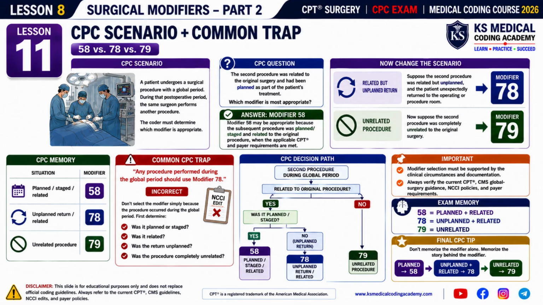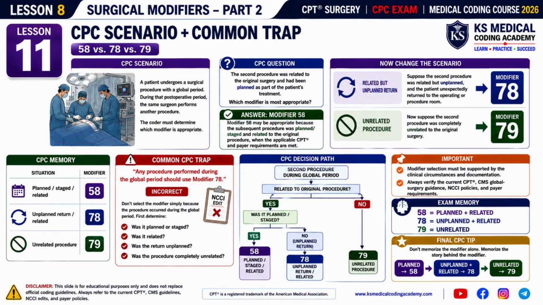Modifier 58 may apply when the subsequent procedure is planned, staged, and related to the original procedure, when the applicable coding requirements are met. Now let's change the scenario. If the second procedure is related but unplanned, and the patient unexpectedly returns to the operating or procedure room, modifier 78 may be appropriate. If the second procedure is completely unrelated to the original surgery, modifier 79 may be appropriate. So remember, 58 equals planned plus related. 78 equals unplanned plus related. 79 equals unrelated.